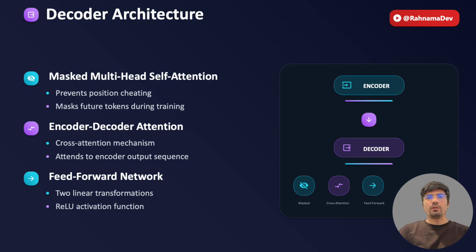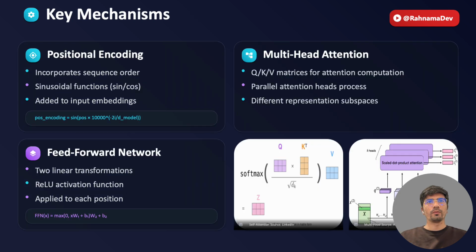Now that we understand the encoder and decoder architecture, let's explore the key mechanisms that make them work: positional encoding, multi-head attention, and feed-forward networks. Let's start with positional encoding. This is a crucial but often overlooked component. The question is, how does the model know the order of words? In a transformer, all words are processed in parallel, not sequentially like in RNNs. If you just fed in the embeddings, the model wouldn't know which word comes first, second, or third.